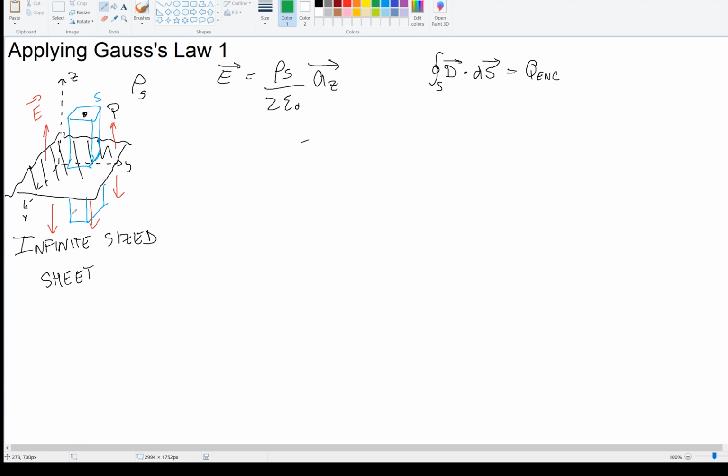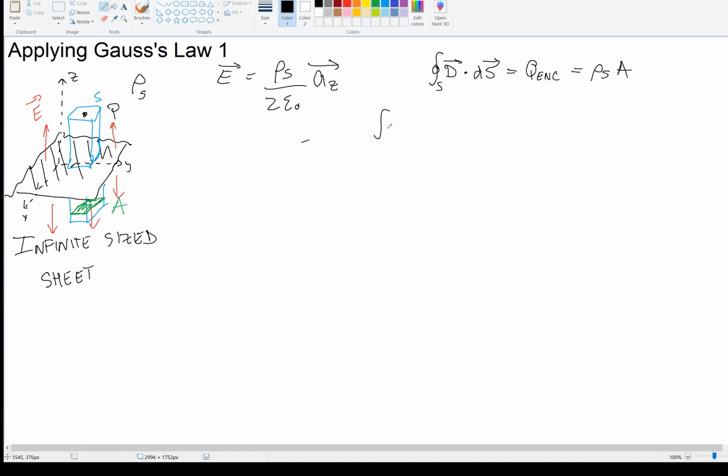Now, how much is that? Well, let's say that our surface has a cross-sectional area of A. Then the amount of charge that this thing is enclosing is the surface density, which is in coulombs per square meter, times the area of the sheet that this thing cuts off.